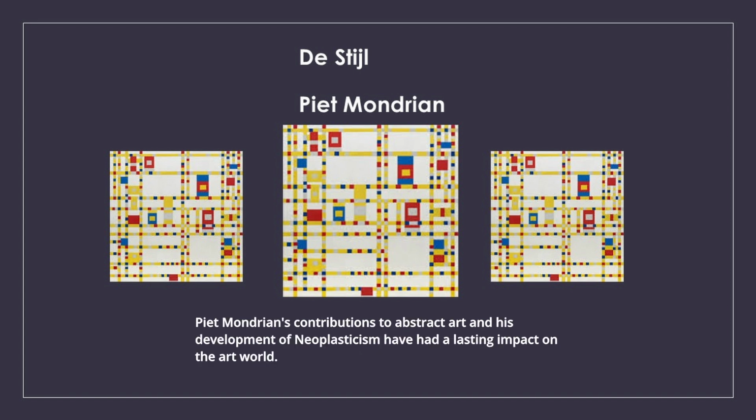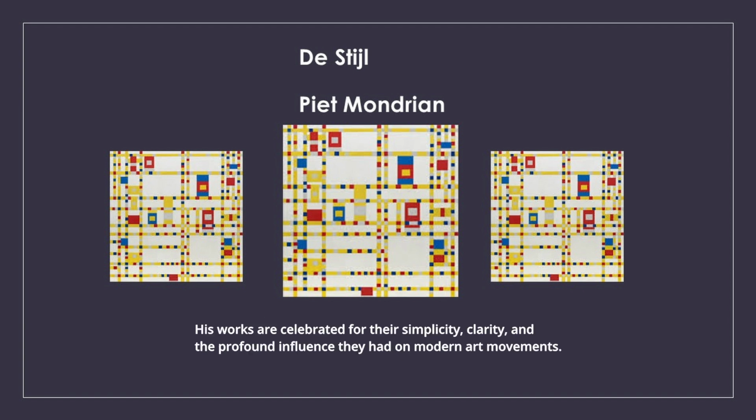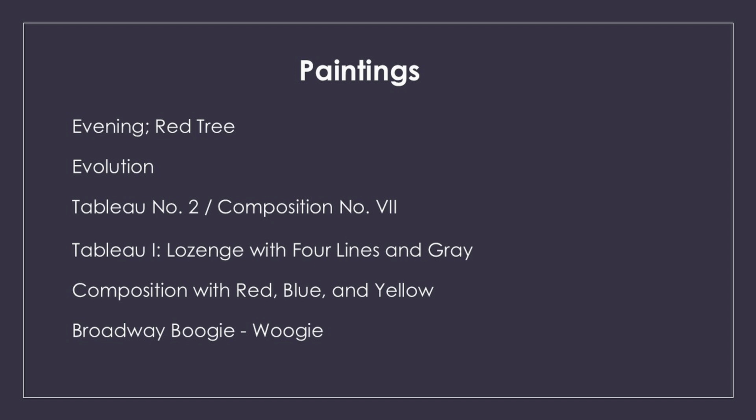Piet Mondrian's contributions to abstract art and his development of neoplasticism have had a lasting impact on the art world. His works are celebrated for their simplicity, clarity, and the profound influence they had on modern art movements.